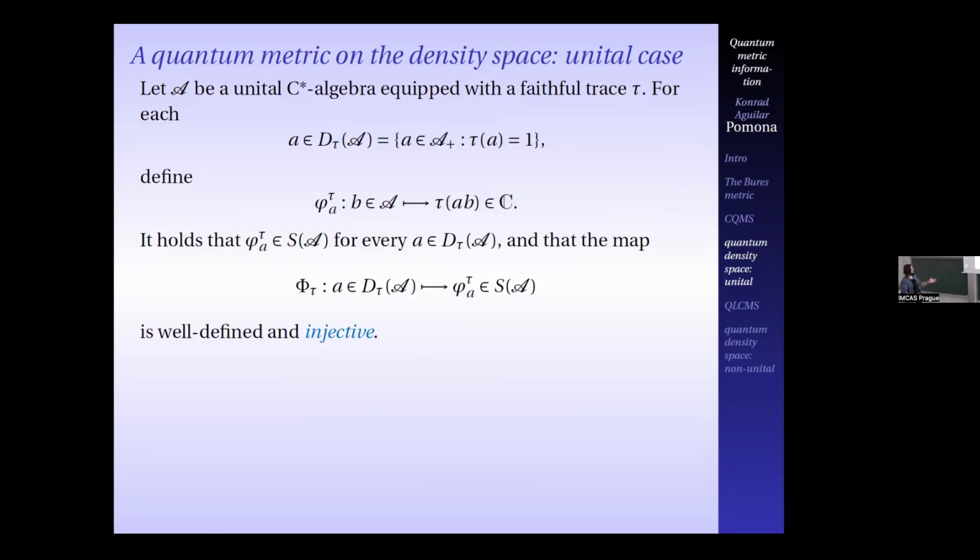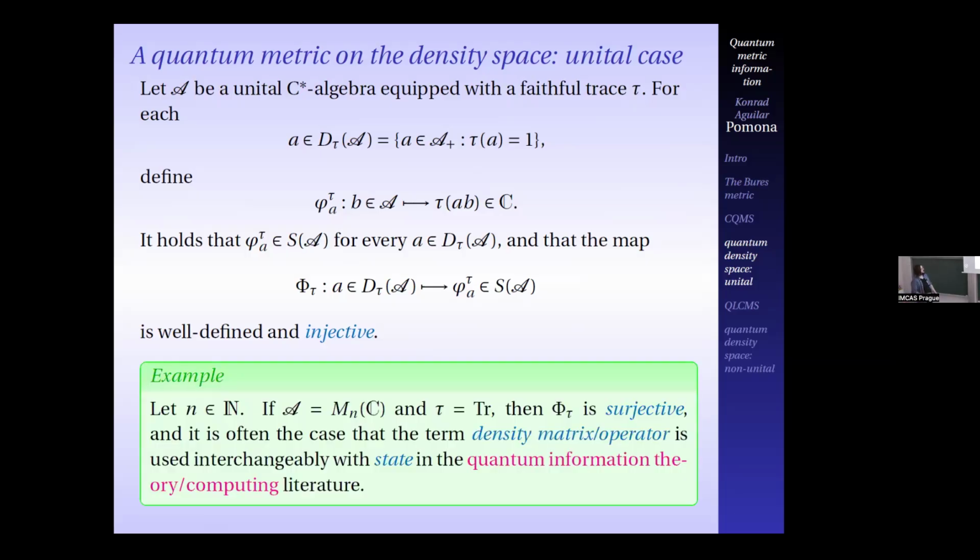And the important thing is that it's injective, and that's by faithfulness. So this is also showing you where faithfulness is coming into play. And as a reminder, I kind of alluded to this earlier. This map ends up being surjective if you look at the matrices. This is where, again, the quantum information theory literature just interchanges the word state with density matrix. So be careful with that information.